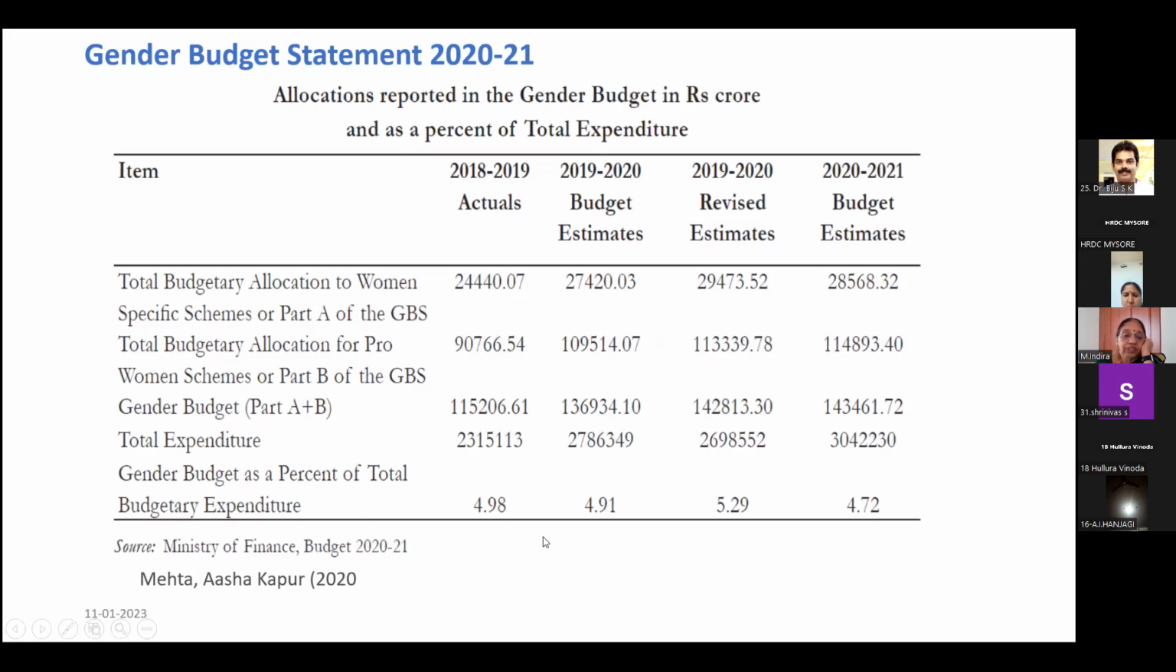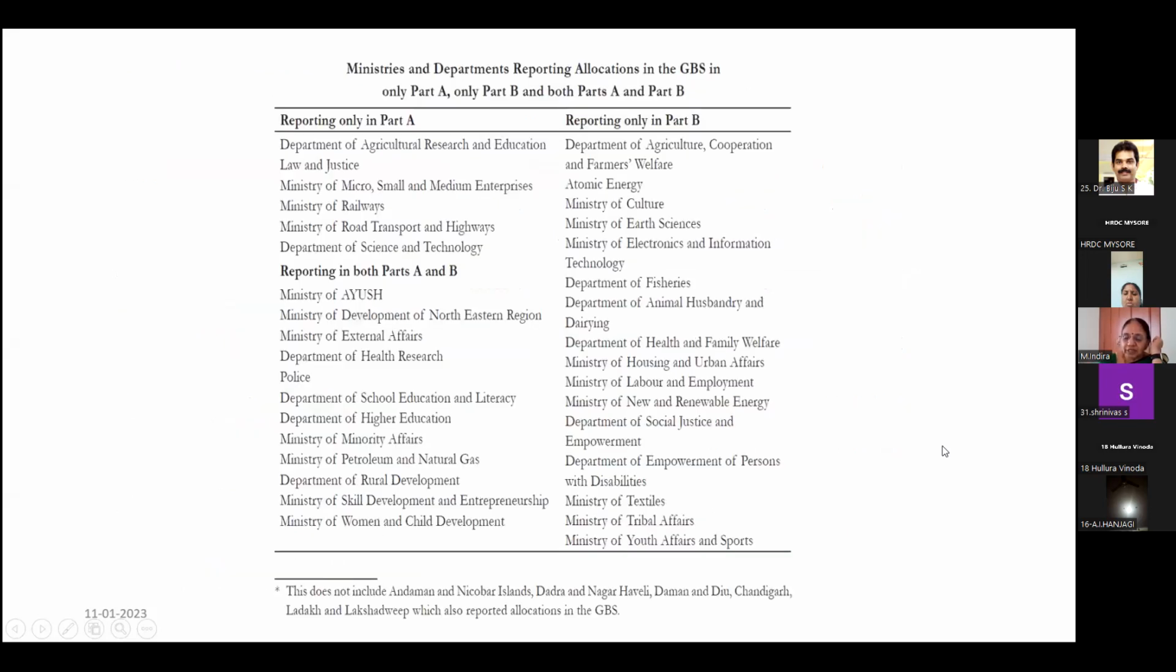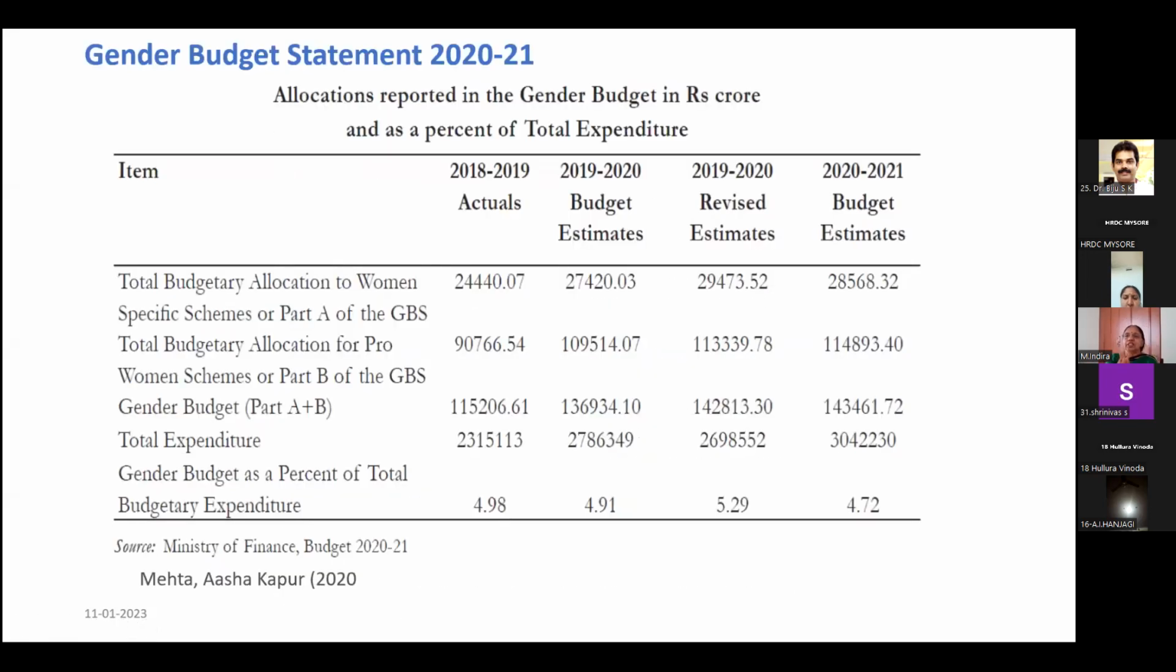But in the overall budget, what percentage is the total budgetary expenditure on women? It was 4.98, and in 2021 it was estimated to be 4.72. So this kind of statement will give us where the money is going, whether to women-oriented schemes or 30% women schemes, or what percentage it constitutes in the overall budget. All that information will be known from the gender budget statement.